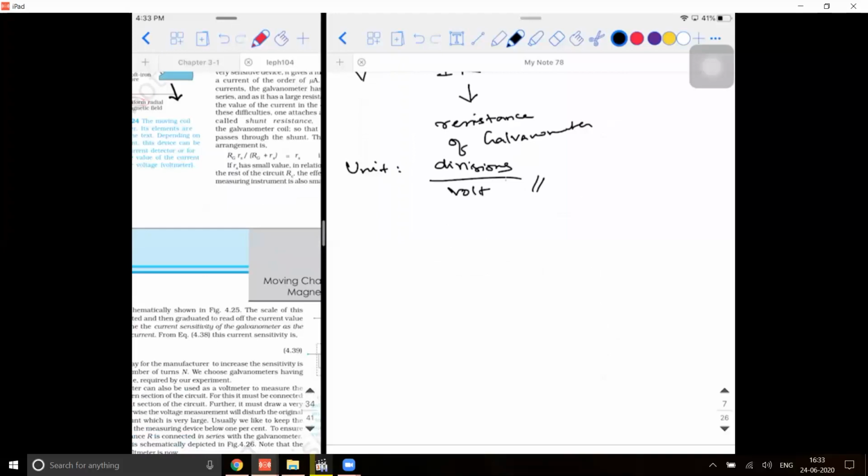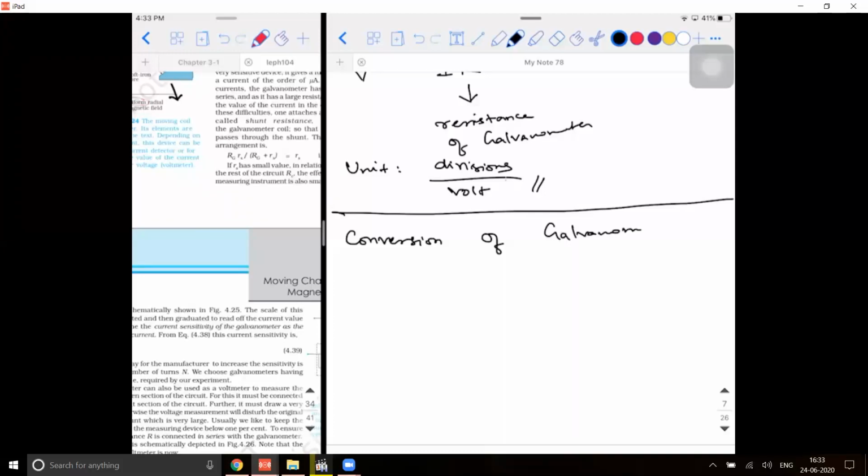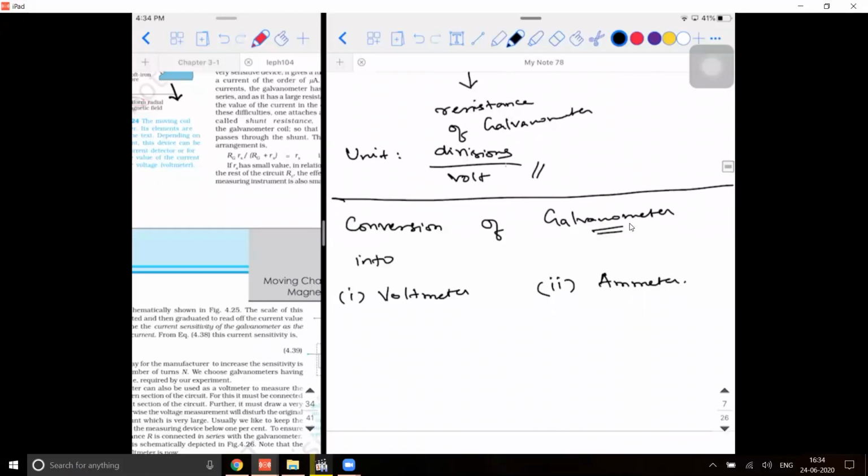Okay. Now we will talk about the conversion of a galvanometer into an ammeter and voltmeter. So observe it clearly. The voltmeter is actually easy, so I'll do that first. What we are exactly going to do is convert a sensitive device into a measuring device.